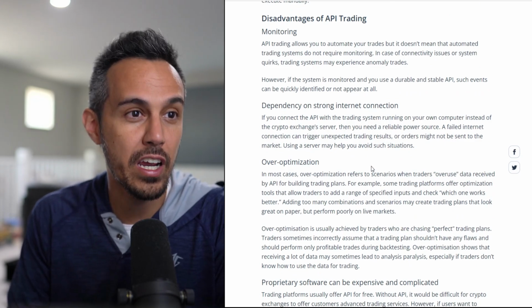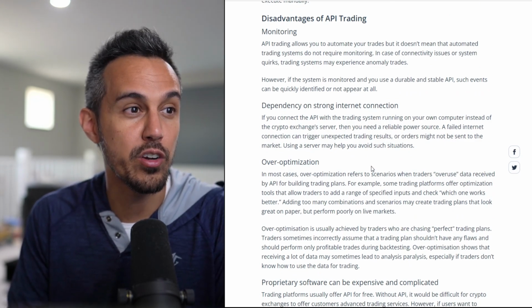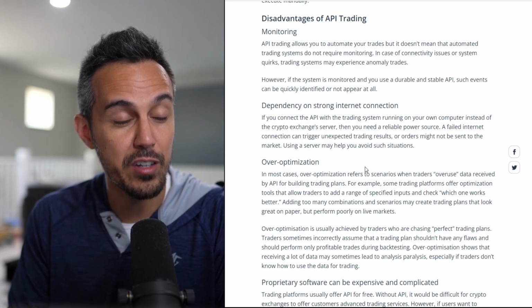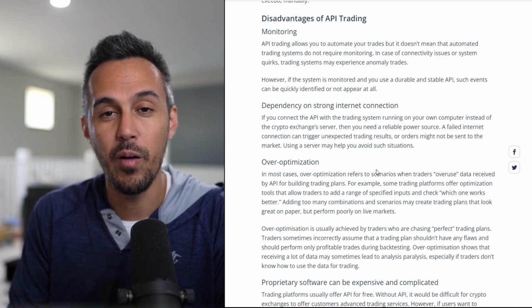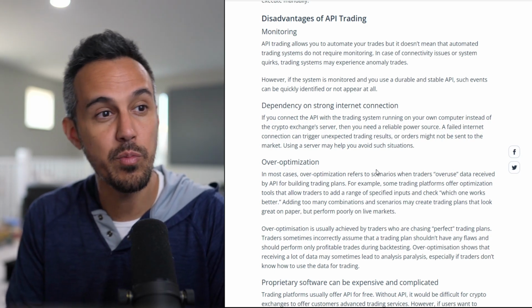Having a strong internet connection, obviously running on your computer. If you connect the AI training system with your own computer, you'll need a reliable power source. This is the idea that you need good fast internet, you need a decent computer to make sure that everything is running smoothly.